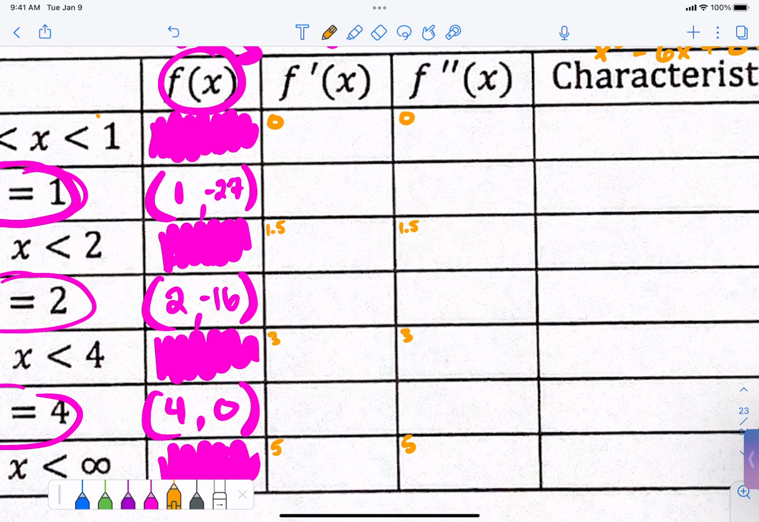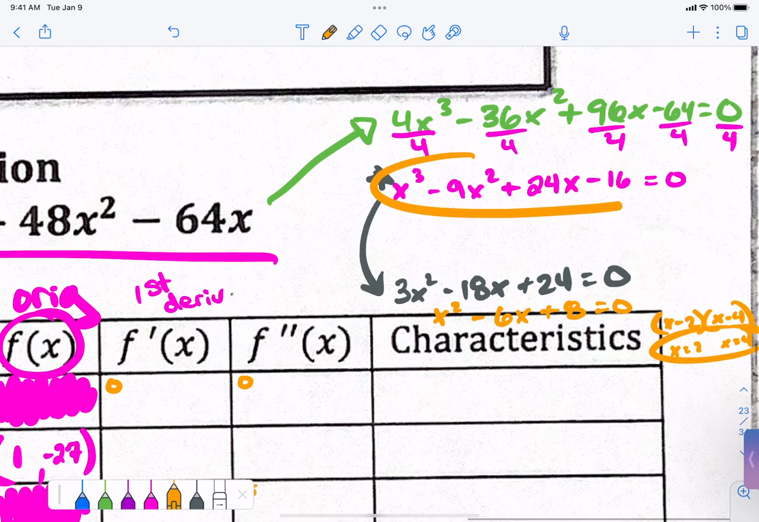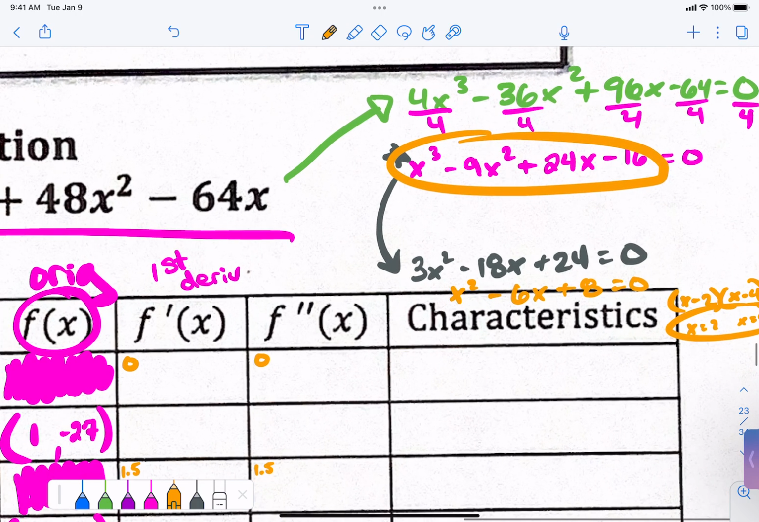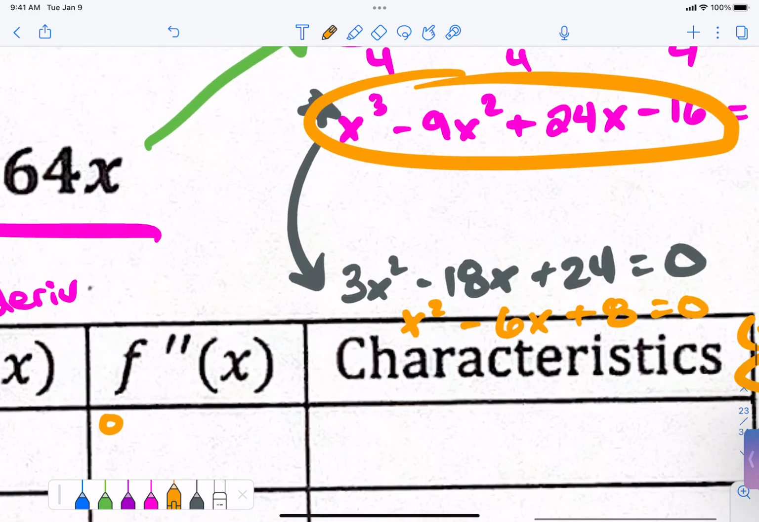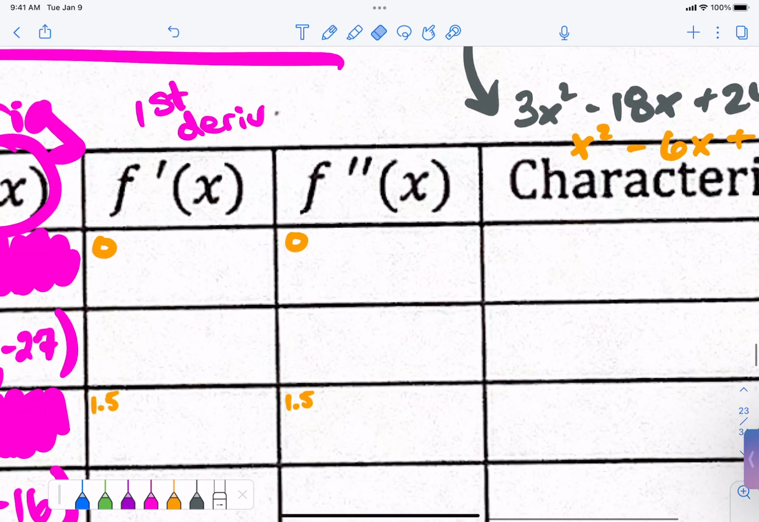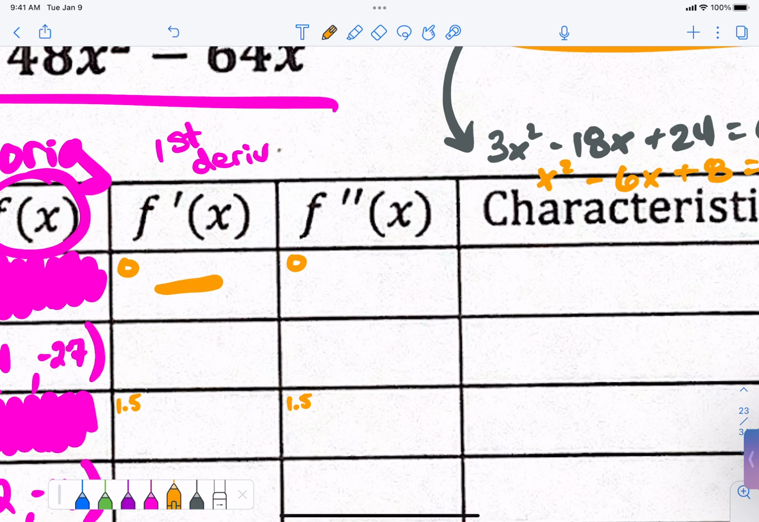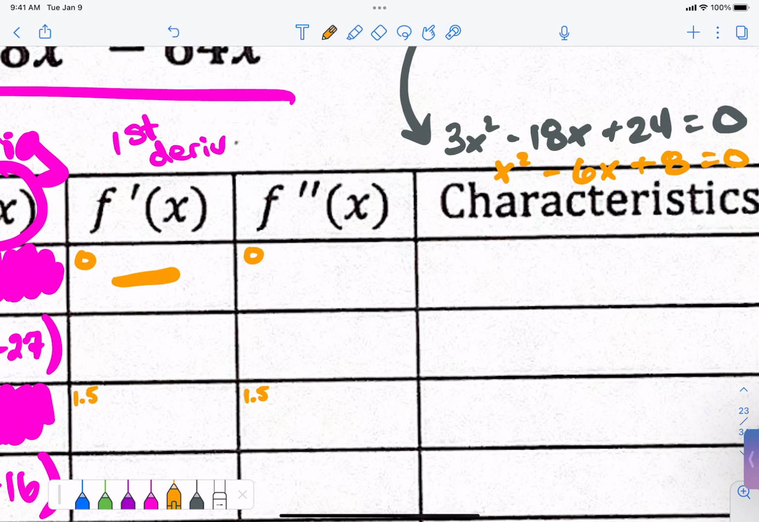Here we go. So 0. If I plug 0 into the first derivative, this was my first derivative after we broke it down, what are you going to get? Negative 16. So it's going to be negative here. Now, if the first derivative is negative, that tells me that interval is decreasing.